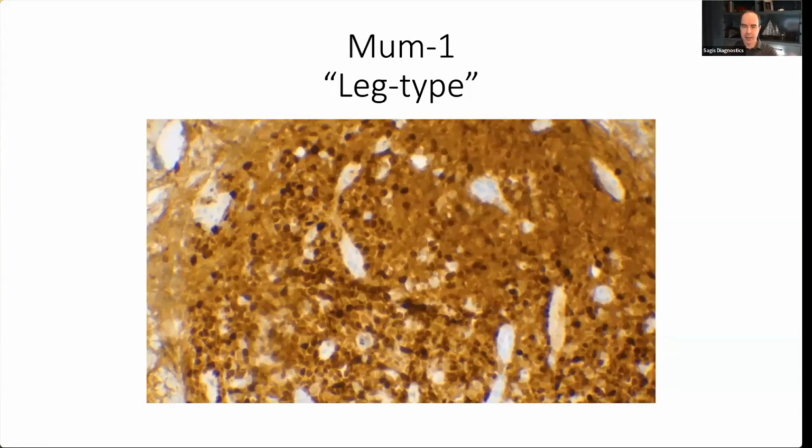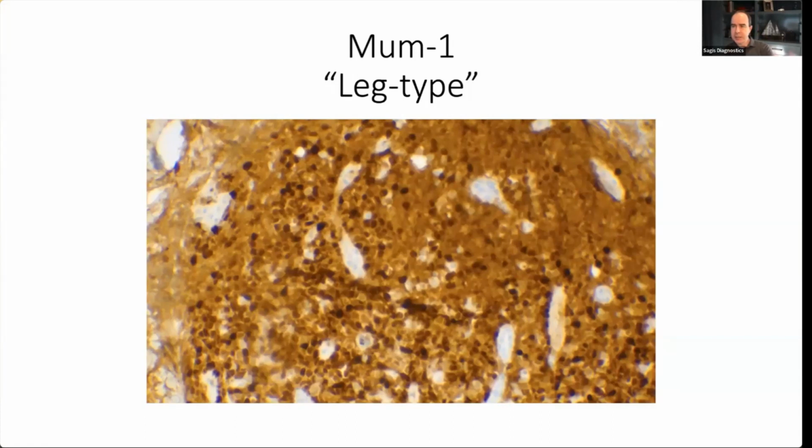So this is a leg type B cell, diffuse large B cell lymphoma. And these can be very aggressive, and they don't necessarily have to be on the leg. They were originally described in the legs. They were seen in a higher frequency on the leg, and they pursue an aggressive course when they're MUM1 positive. So that's just a marker that we would use for it.